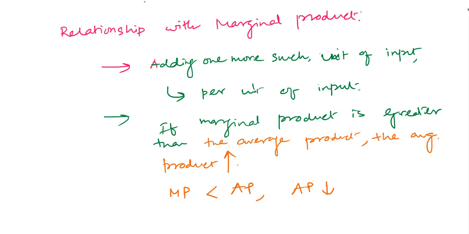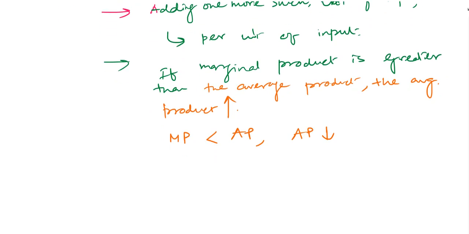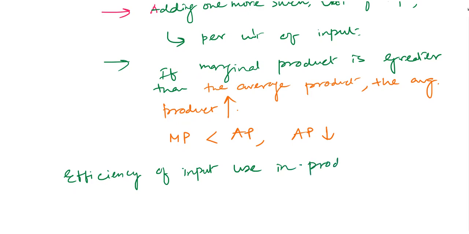Okay, so the average product is often used to assess the efficiency of input use in the production process. So that's all about that.